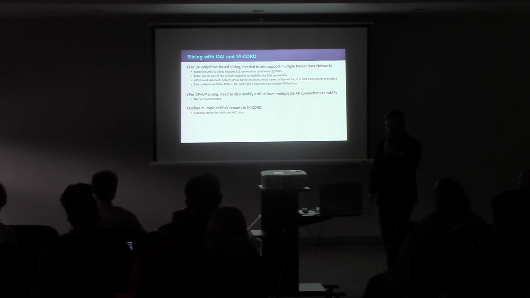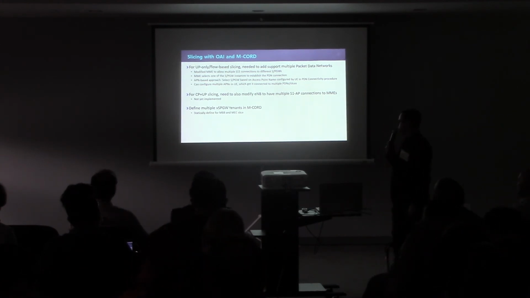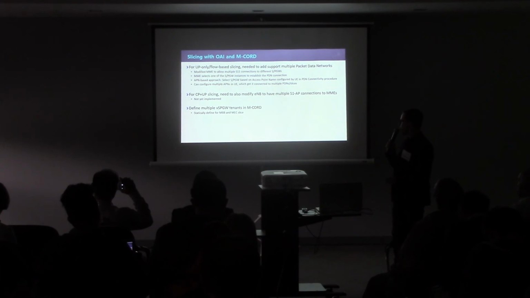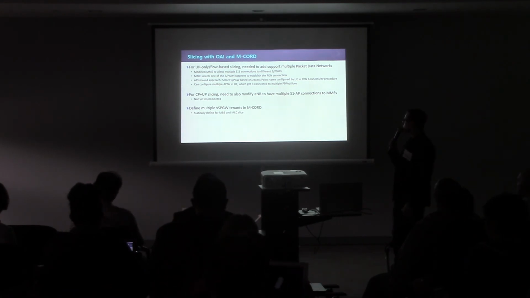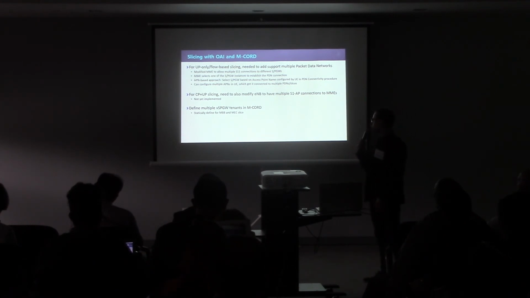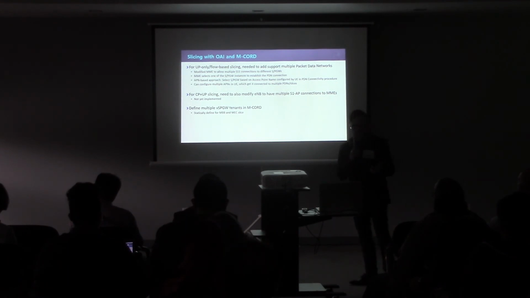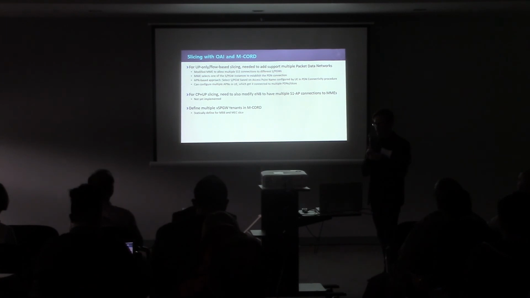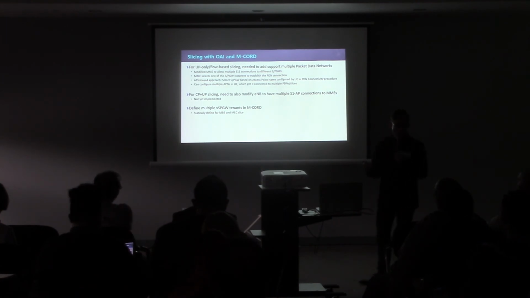So how we're approaching this is a little simplistic and maybe a bit hacky. It deviates a little bit from the standards, but what we've done is implement support for multiple packet data networks, so that the UE can actually configure multiple APNs, or access point names, in the actual device, and based on those access point names, it can connect to one or more slices that are instantiated in MCORD.